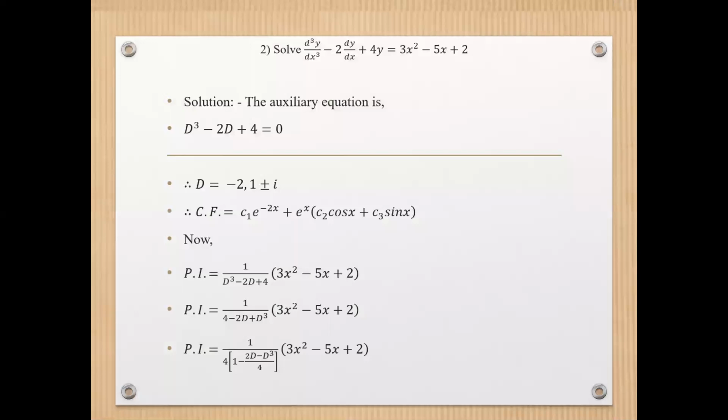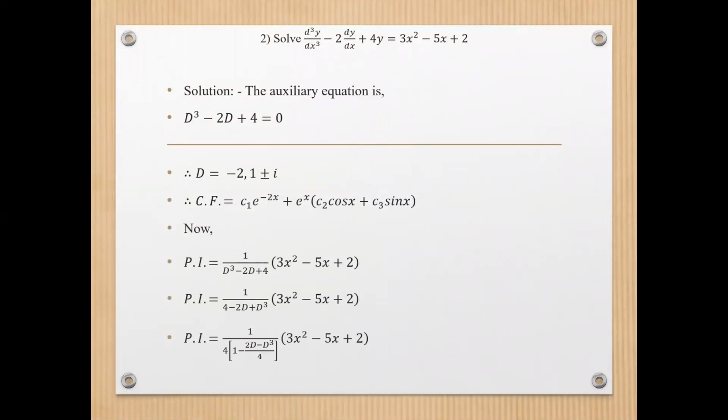Example number 2. d cube y upon dx cube minus 2 dy by dx plus 4y is equal to 3x square minus 5x plus 2. See, on this equation the right hand side is a polynomial, which belongs to type number 3. Here the largest power of x is 2. So this is a polynomial and belongs to type number 3, so we use type number 3 for finding the particular integral.